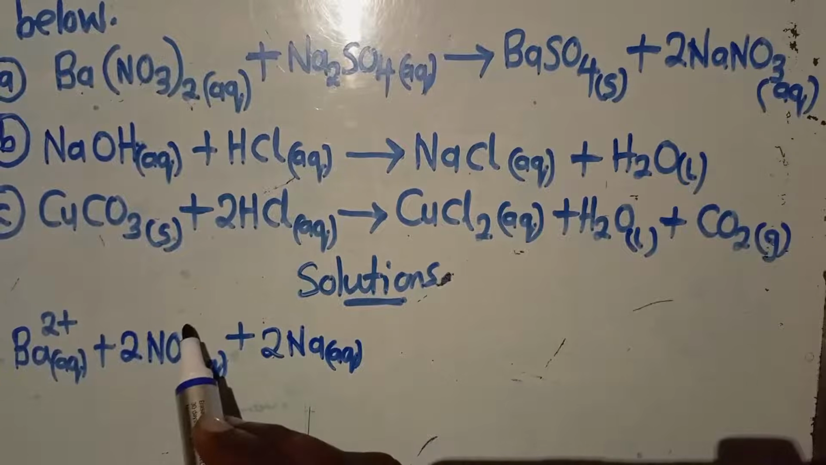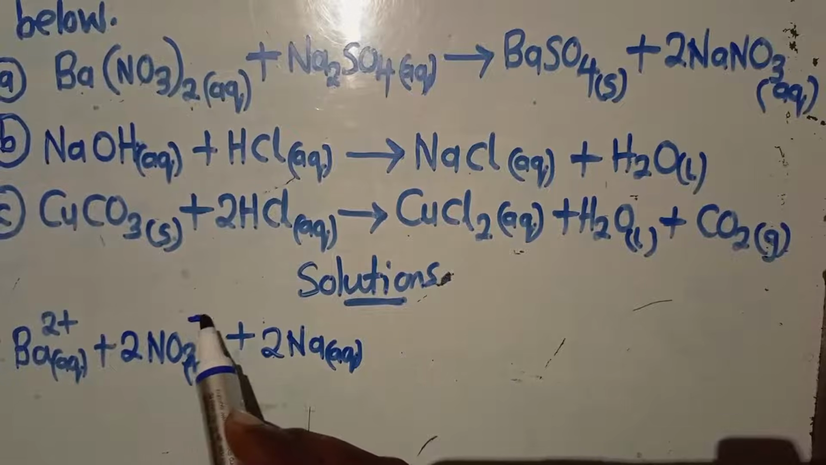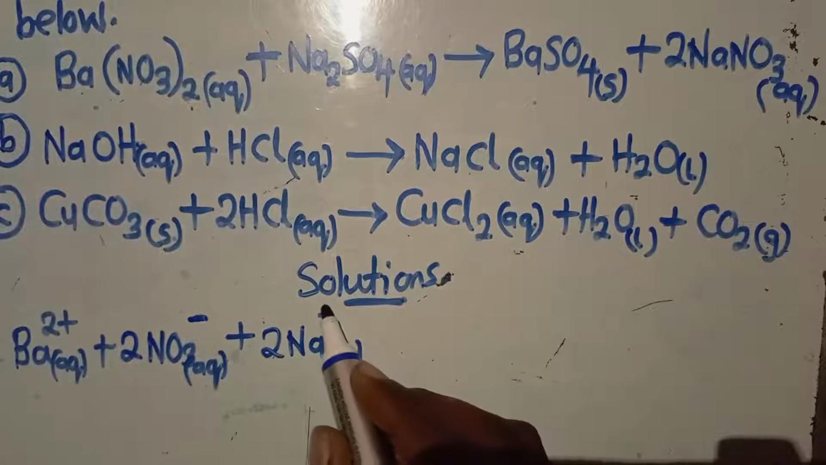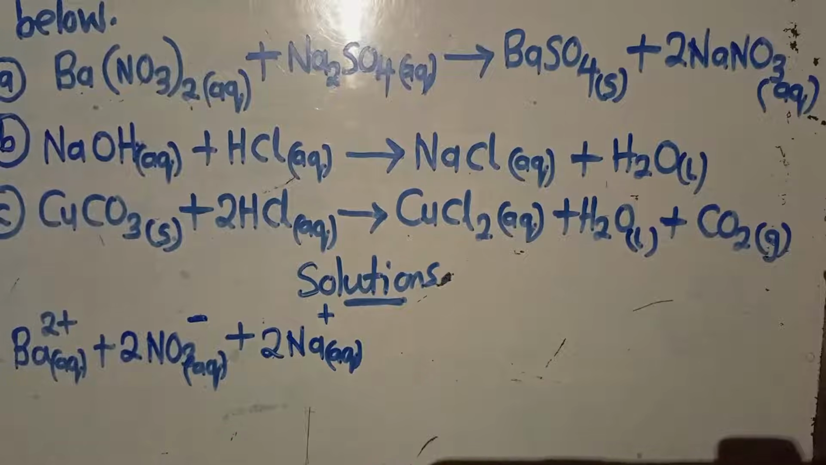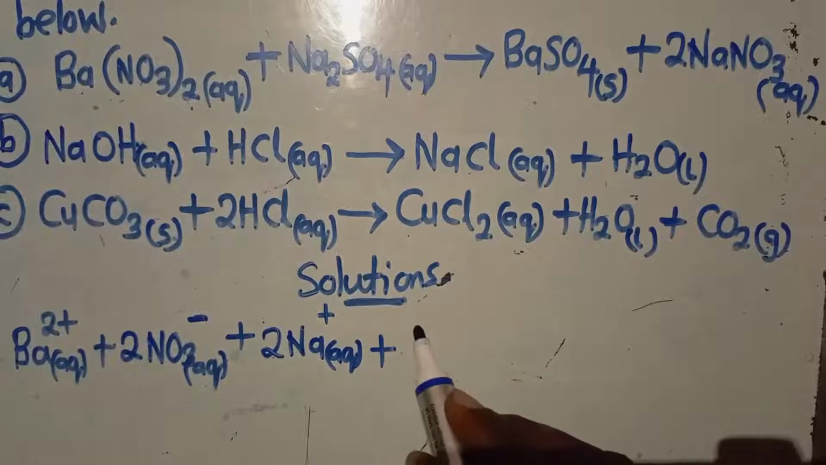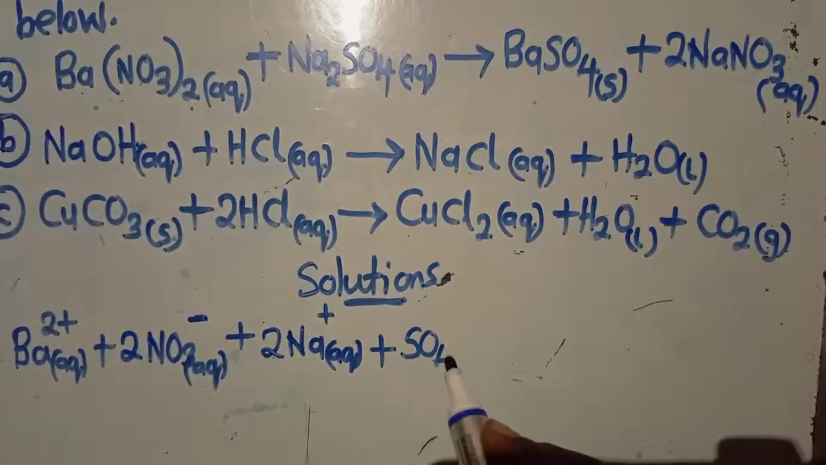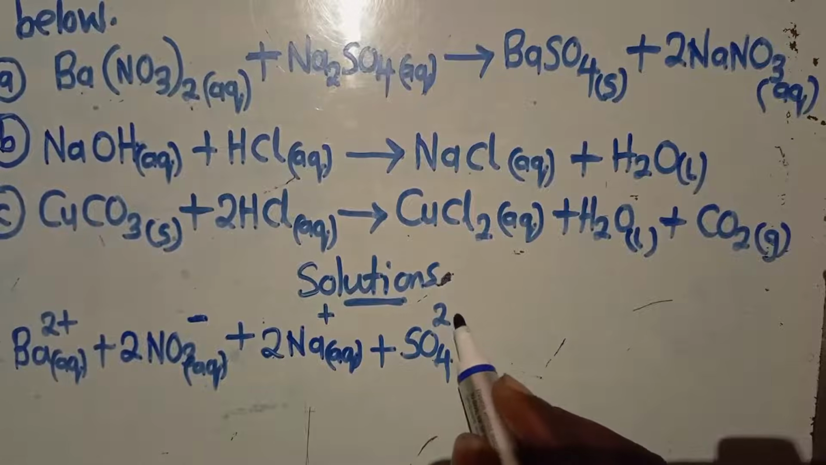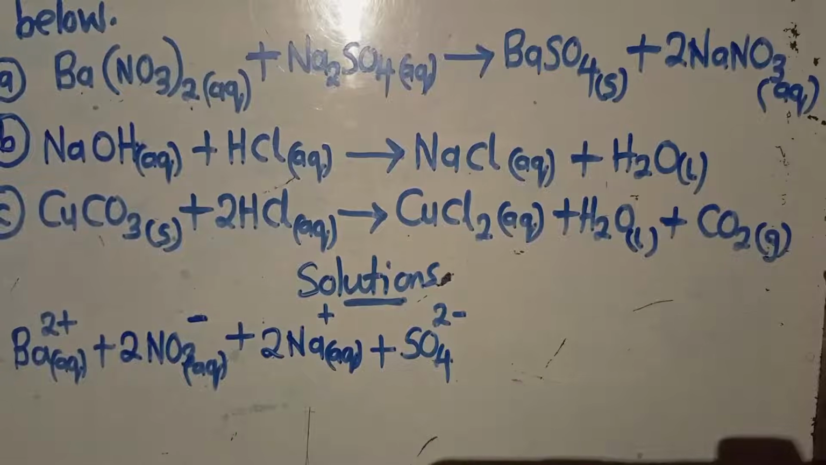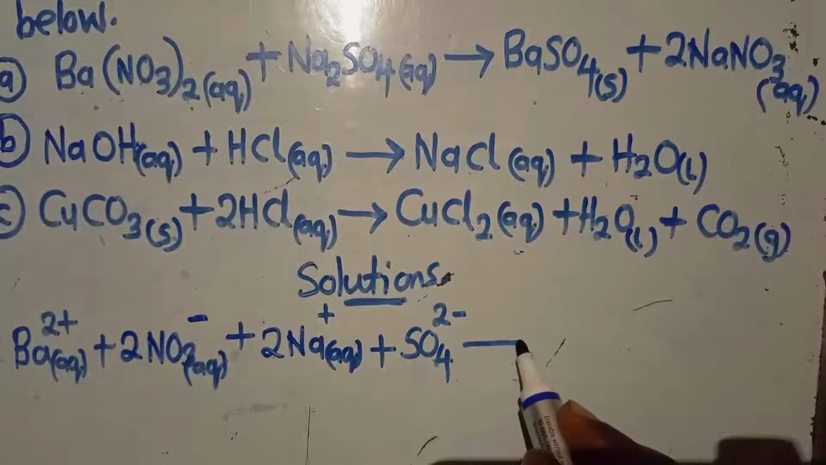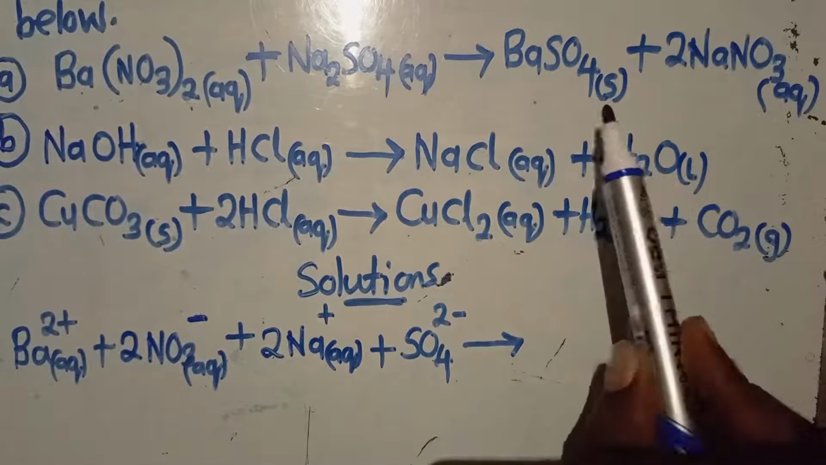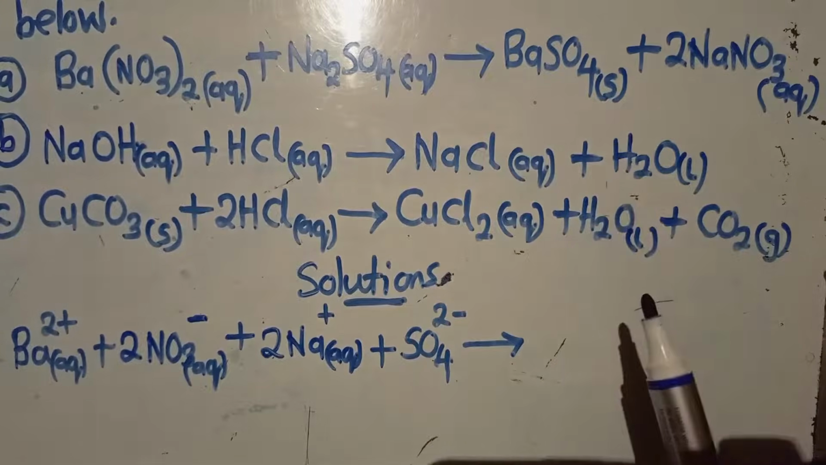So for this one, what is the charge? I need to be putting the charge. It is negative. This one, the charge is positive. So I need to be putting the charges. I say plus, I've remained with a sulfate, SO4, with a 2 minus. I need to be putting charges. Then I say giving what? That one is in solid, so I just leave it like that.